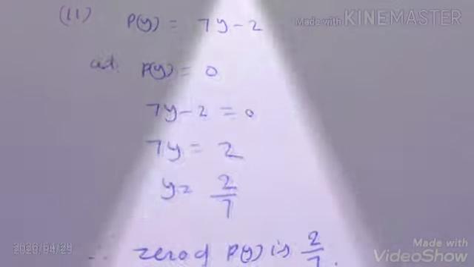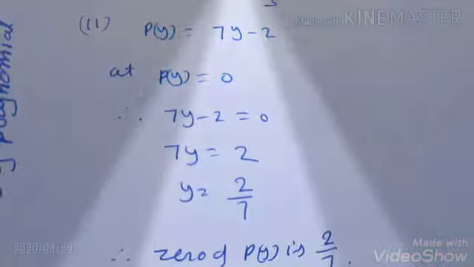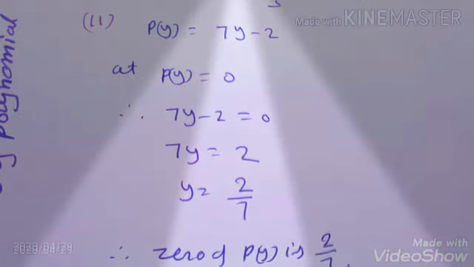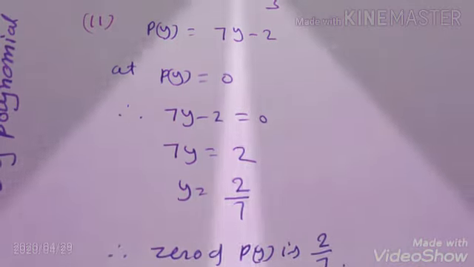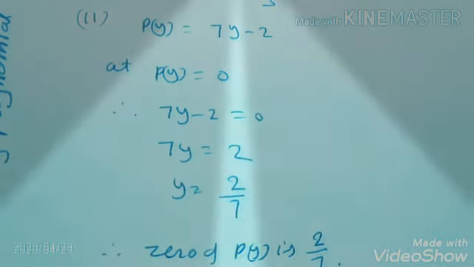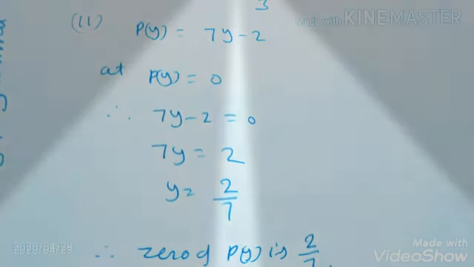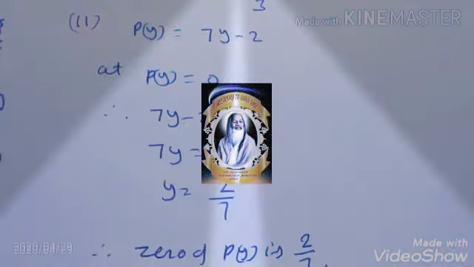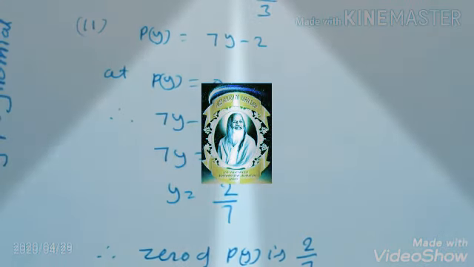So in this way, we have understood the concept of the constant polynomial, zero polynomial, zero of a polynomial, and how to calculate the zero of a linear polynomial. And I hope you would have understood. And so you can easily solve exercise 2.2 of your course by applying these formulas and these concepts. Thank you.